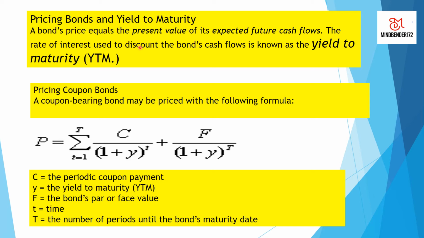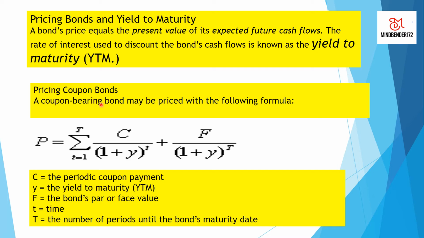Now how do we price the bonds and the yield to maturity? The bond's price is equal, at any time, to the present value of the expected future cash flows, which include the coupon payments and the face value of the bond. The yield to maturity is the rate used for discounting bonds. Normally it is the required rate of return by the investors in the market. So we value a bond by the required rate of return, which is called the yield to maturity.